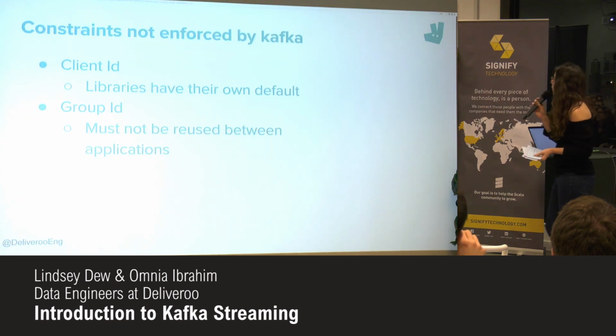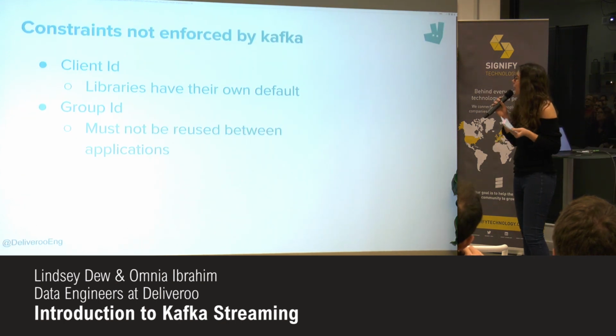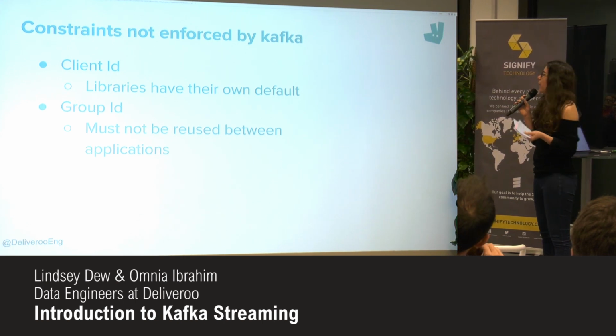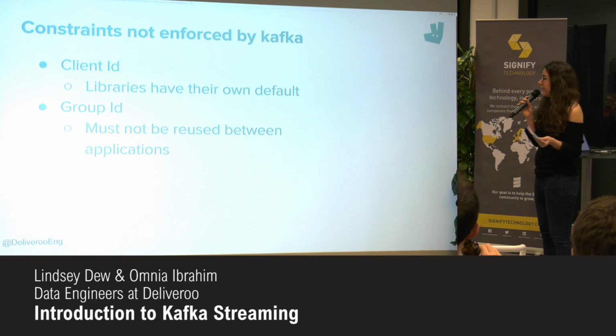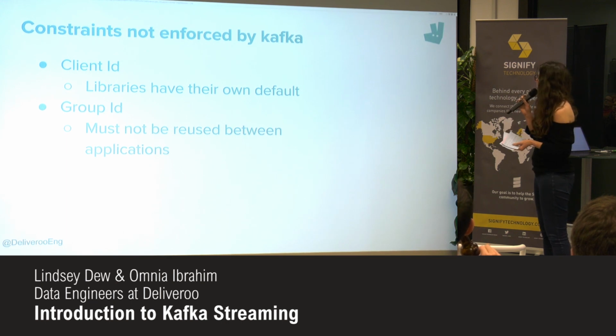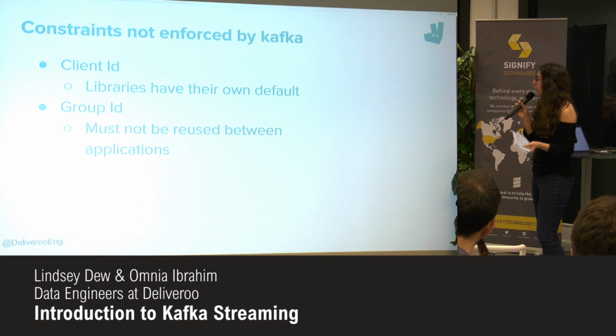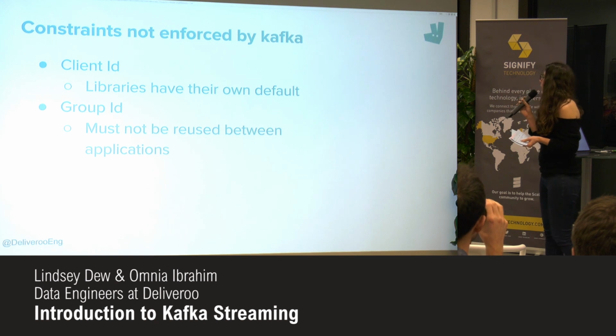So a couple of constraints don't really get enforced. You don't have to set a client ID to get a consumer up and running, but if you don't, libraries will provide a default. In this case, we saw that consumer 1 was the value for client ID because I hadn't explicitly set it, and that's the default value for this Scala consumer library.